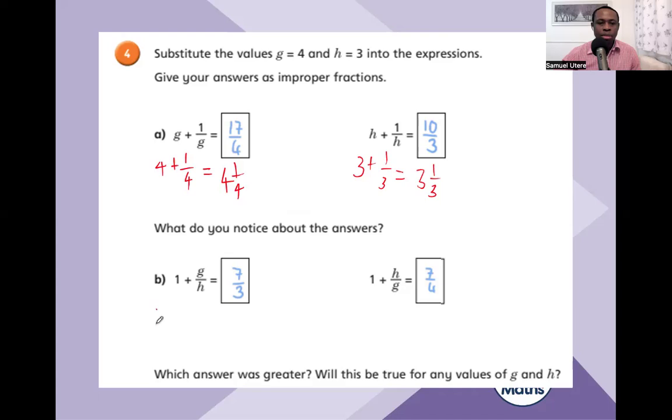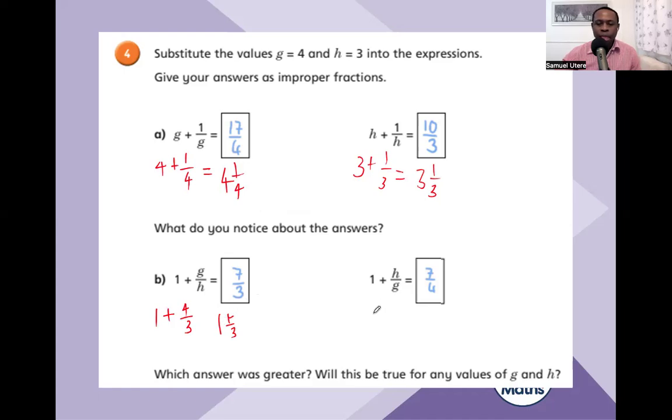Then this one is a bit like saying 1 add, g is 4 over 3. Remember, 4 over 3, if you change it to a mixed number, or if you were to add this, this is a bit like saying 1 4/3. Okay? So if you were to do this, you can simply say 3 times 1 is 3, add 4 is 7, so 7 over 3.